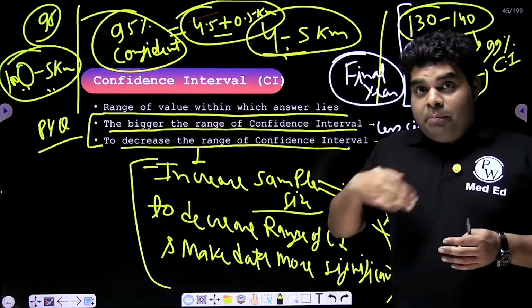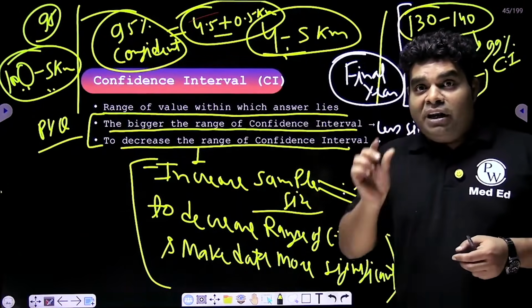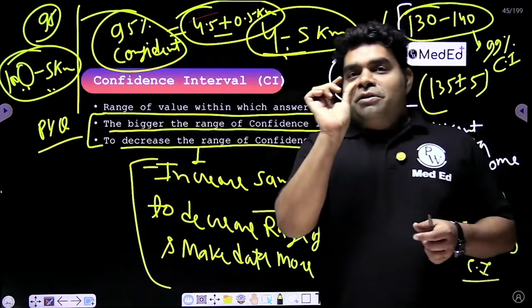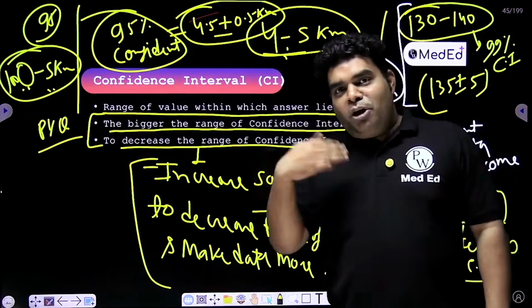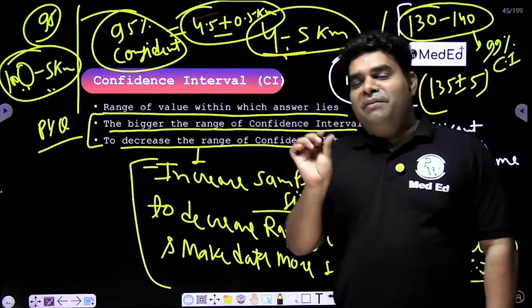So with multiple sample size, multiple observation, I decreased the range. Earlier my range was 6:50 to 7:30. Then after multiple observations, my range decreased to 7:20 to 7:30.